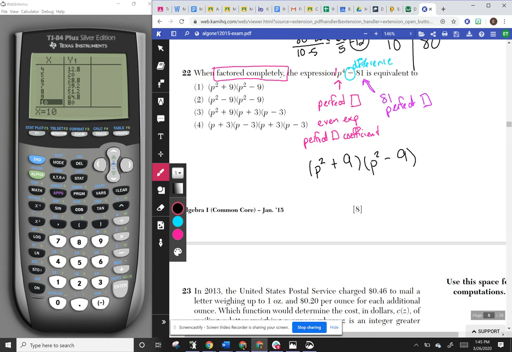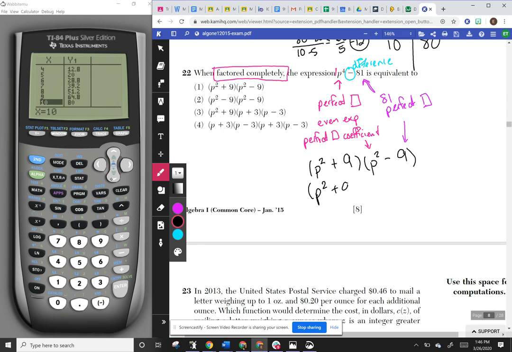Right? So if you were to put this in the graphing calculator and stop here and look at the table, you would say, oh, well, 1 is right, but it's not factored completely. Because something else I notice is that p squared is also a perfect square, because 1 is a perfect square and 2 is even. 9 is also a perfect square. So we actually have the difference of perfect squares here twice.